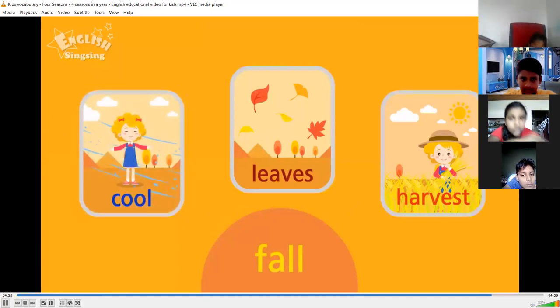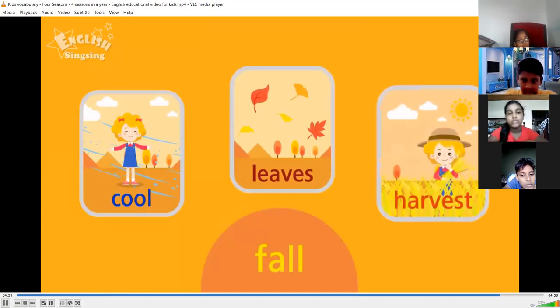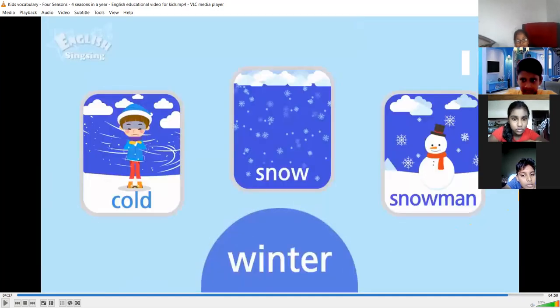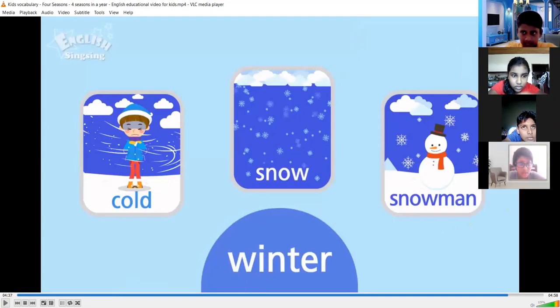Fall. Cool. Leaves. Harvest. Yes, fall is also known as autumn. You have already learned it as autumn, and fall you have learned in the pasting book. I hope you can remember that. So in fall or autumn, what can you feel? What is the weather? Yes, kind of cold. That's cool, and also leaves are falling. And the other one is harvest, that is known as the harvesting period.